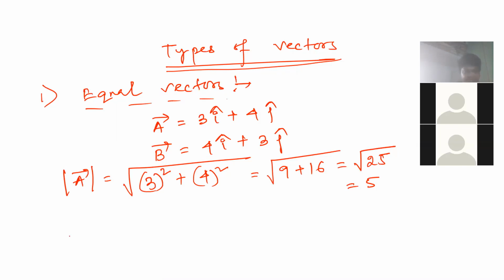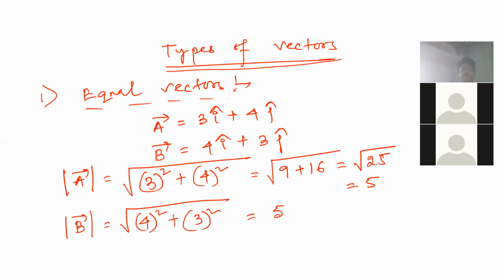Right? Now, if I find the magnitude of b vector, what will I get? It will be the square root of the coefficient of i cap, which is 4, whole squared, plus the coefficient of j cap, which is 3, whole squared. After doing the calculation, here also I get the magnitude as 5. So for these two vectors, the magnitude is the same, but I have to check the direction as well. How to find the direction? Whether both vectors are in the same direction? What do you say? Up to this part, is it clear?